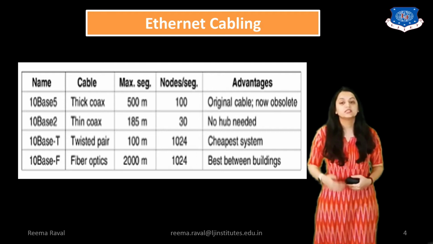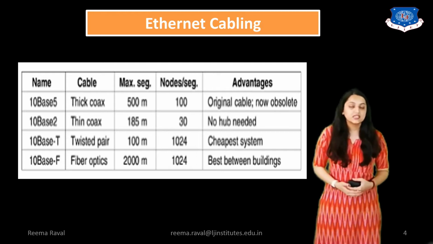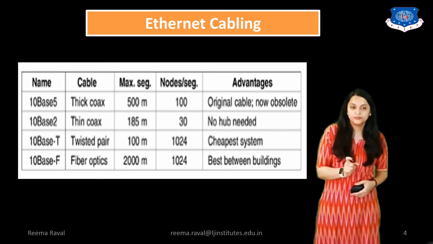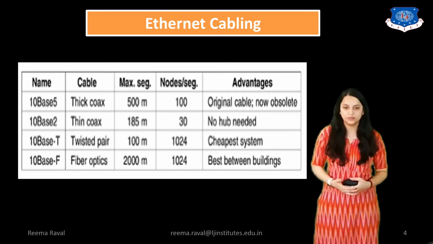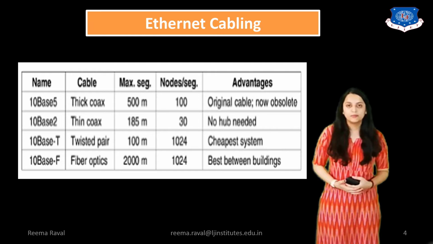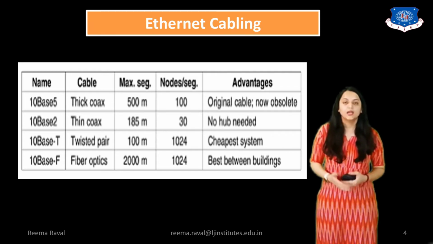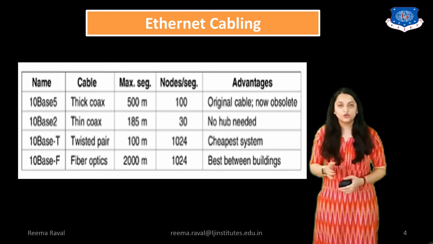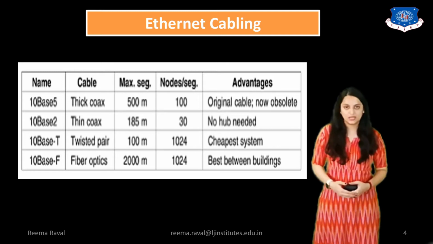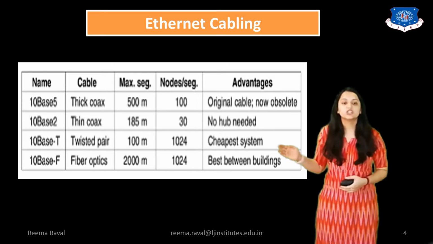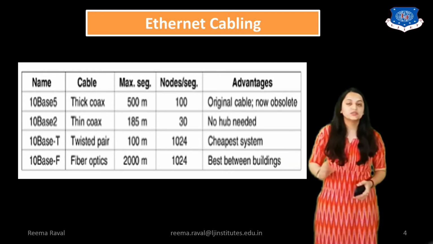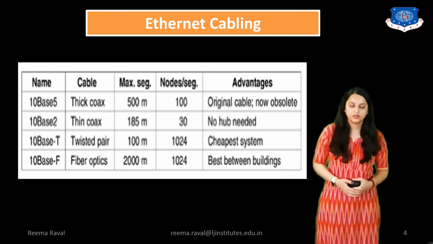Next is 10-base T. Here T stands for twisted pair cable. So in 10-base T, the cable which is used is twisted pair cable. Here the maximum segment is 100 meters, and there are 1024 nodes per segment. The main advantage is that it is the cheapest data transmission system.